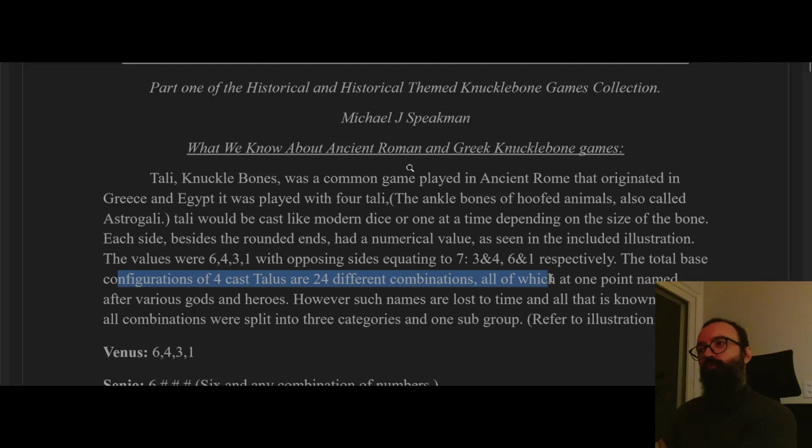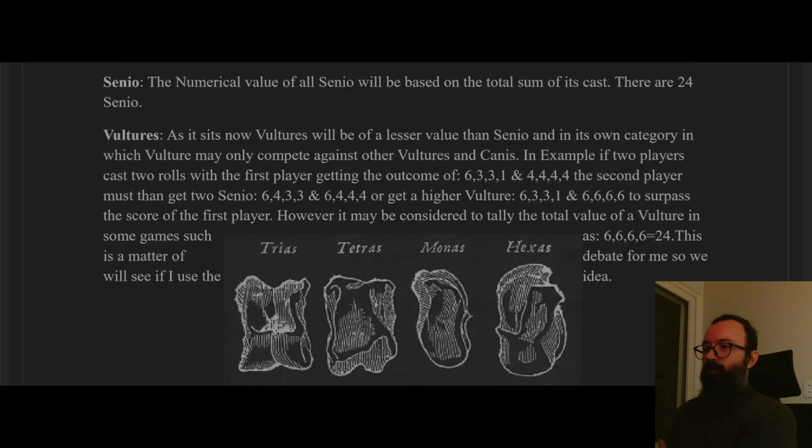This was another cool resource by this Michael J. Speakman. He made some modern games with Tali, I guess, because we don't know exactly how the Romans played. There are some attempts at reconstruction as well. And in his resource, there was this technical drawing of the tali, these knuckle bones.